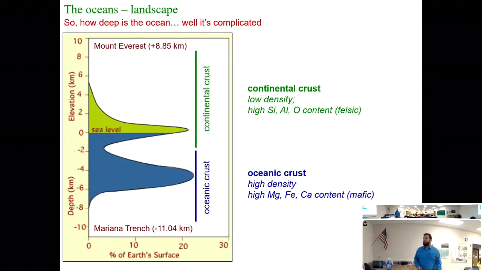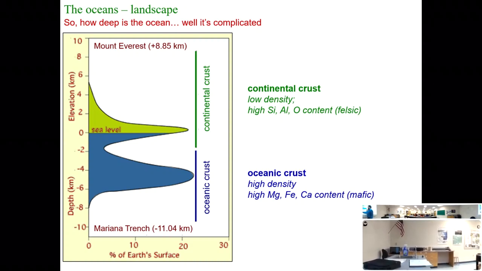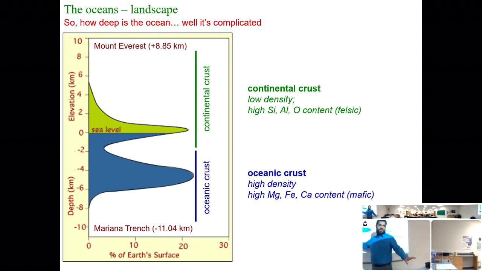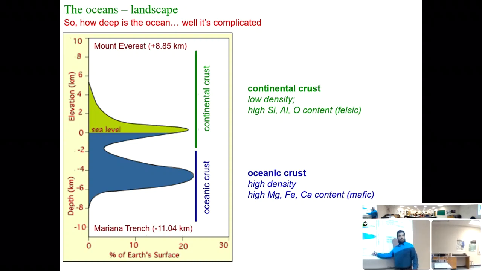So one thing that I wanted to point out to you is something called a hypsometric curve. Okay, let me introduce this to you. What you see on the vertical axis is depth or elevation, okay? What you see on the horizontal axis is the percent of Earth's surface that is at that elevation. Okay. Now notice that we see two peaks.